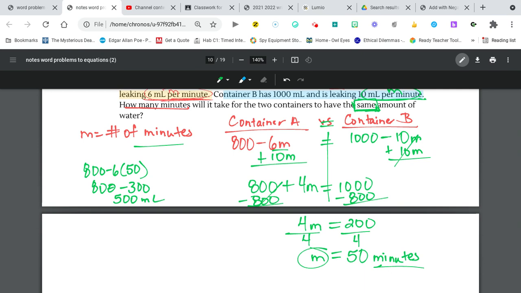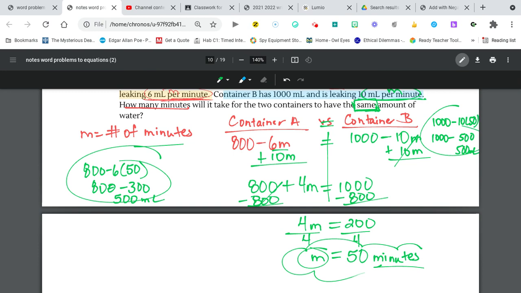And if I put 50 in on the other side, I'm going to get 500 too. 1,000 minus 10 times 50. So that's 1,000 minus 500, which is 500 milliliters. So after 50 minutes, they'll each have 500 milliliters of water in it. But I didn't ask you to figure this part out. I only wanted this part.